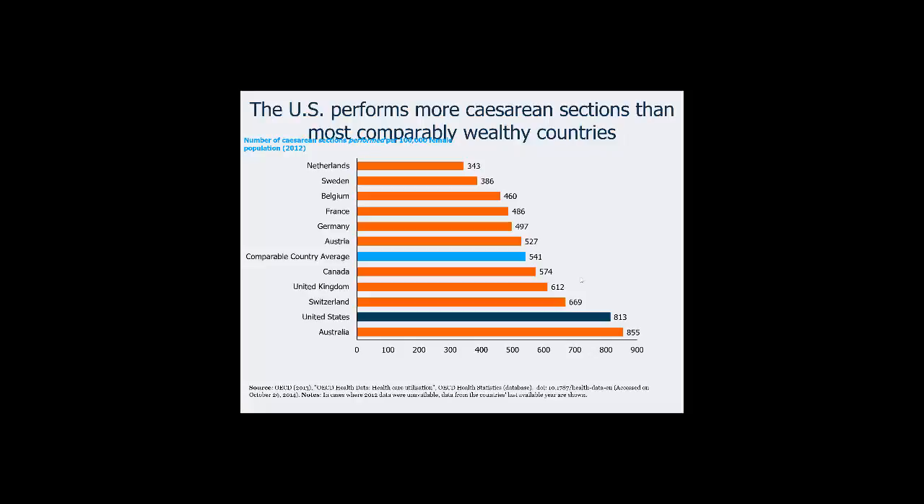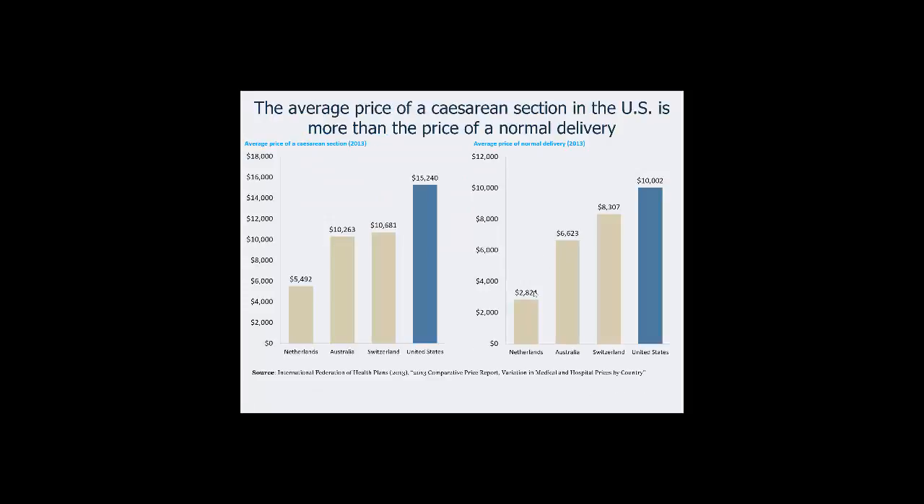We have a very high cesarean rate. It's one that we've tried to tackle in economics quite a bit. We may speak about this more later on in this course, or you may have heard a little bit more about it in our health economics 1 or 2. The average price of a cesarean section in the U.S. is more than the price of a normal delivery. All right, and so here's the price of a normal delivery, $10,000. That of cesarean is $15,000.